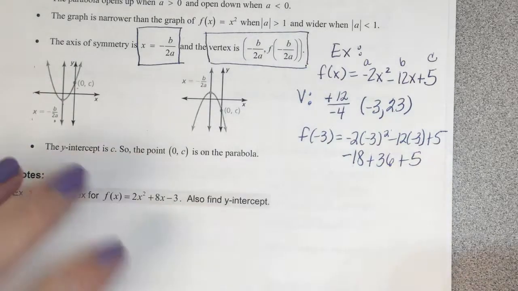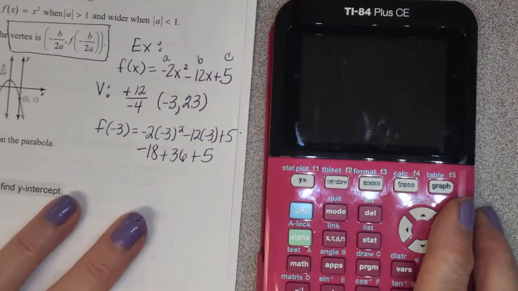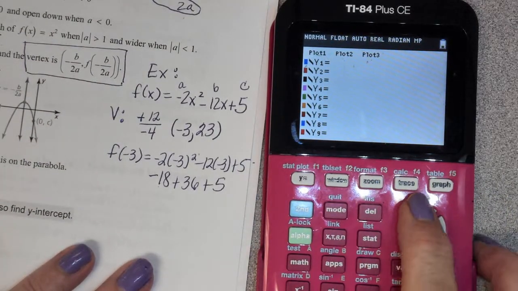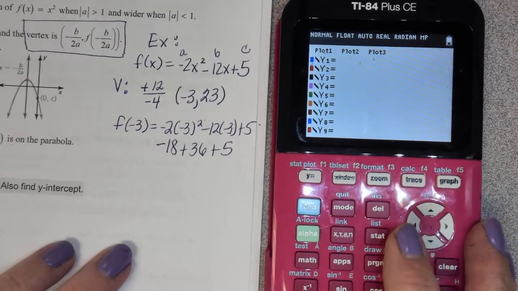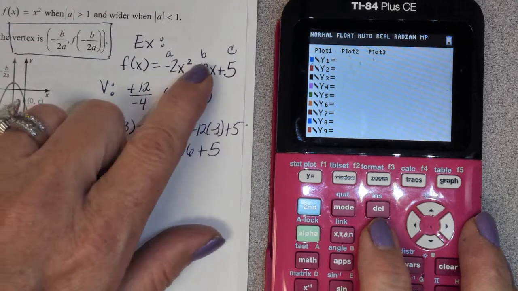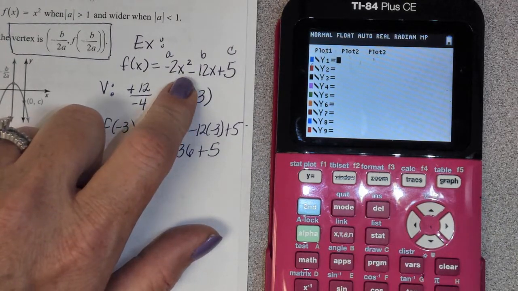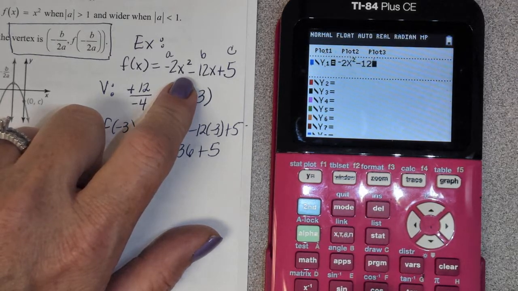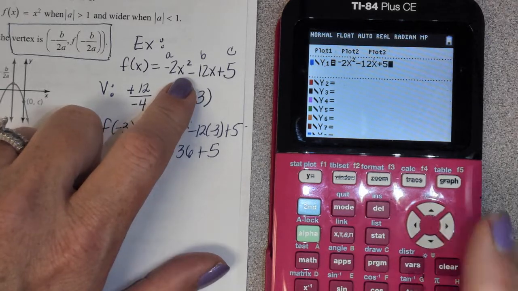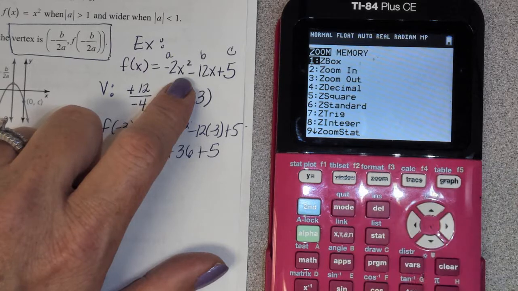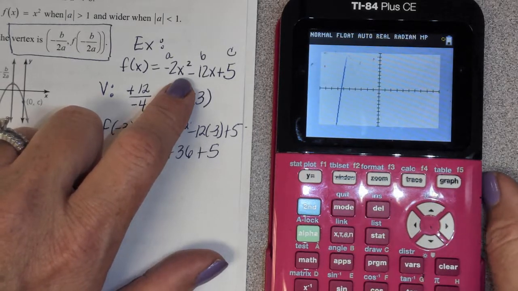Now, I want to show you how you can check this. Follow along with me on this. Go to your calculator. Clear out your y equals. So we're going to type this in. Negative 2x squared minus 12x plus 5. We're going to do a zoom 6 to get the standard screen.